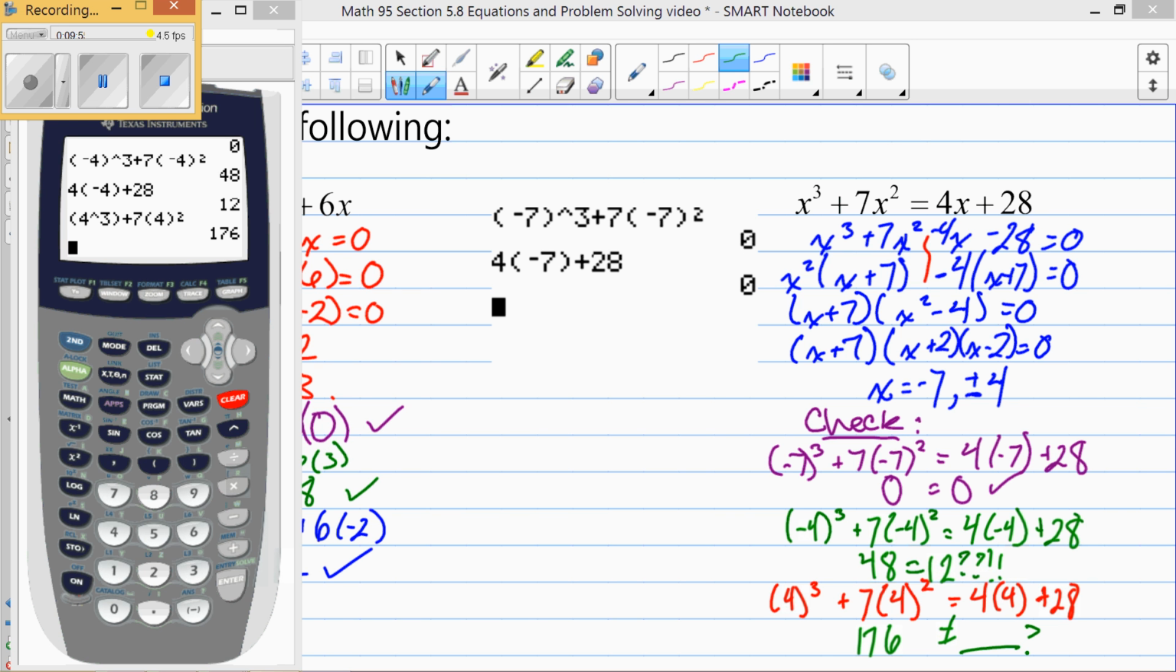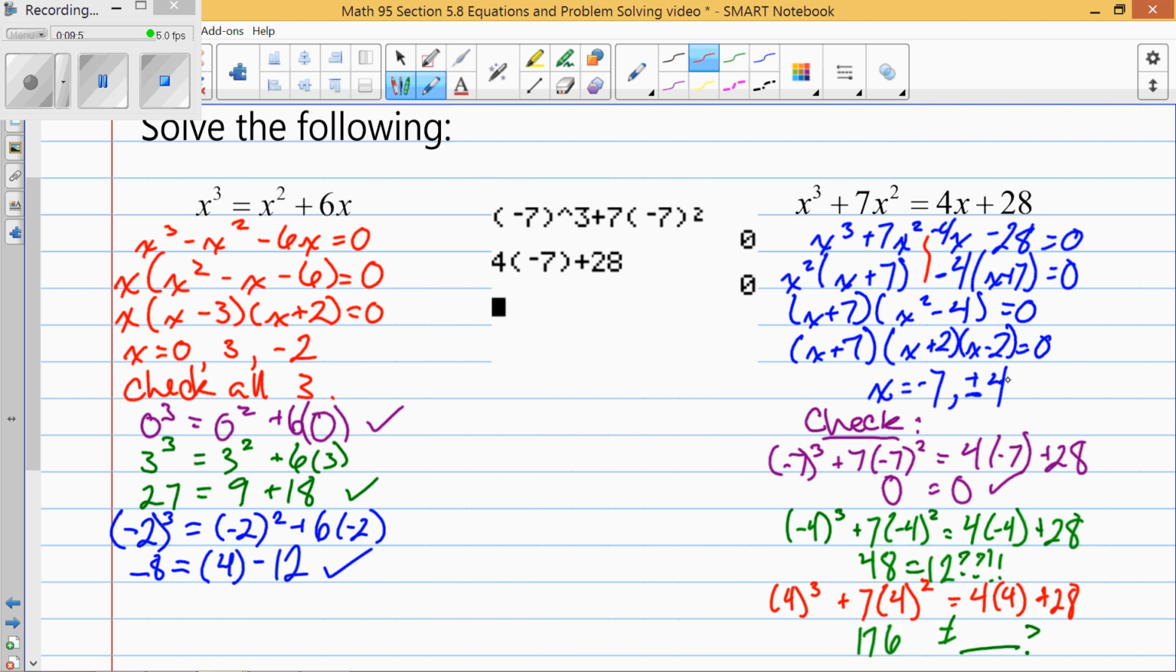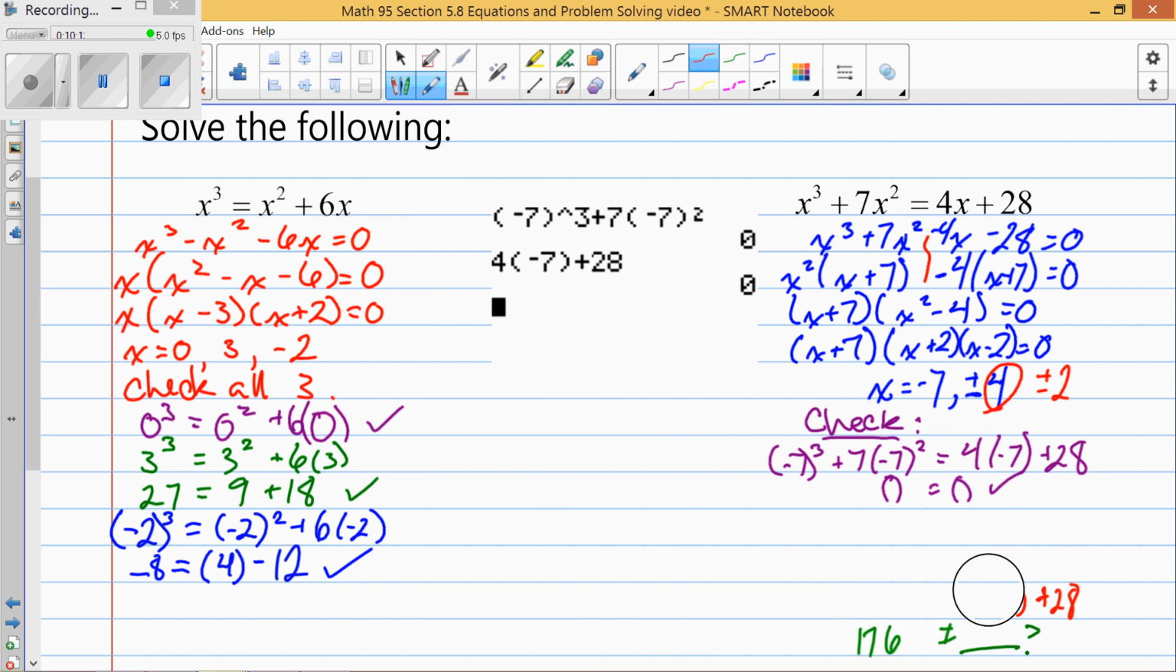With a little bit more investigating, I again caught my error. This should have been a plus or minus 2. So when I'm checking these, I'm checking a plus or minus 2. So I'm going to erase the 4's, try this again with a plus or minus 2.